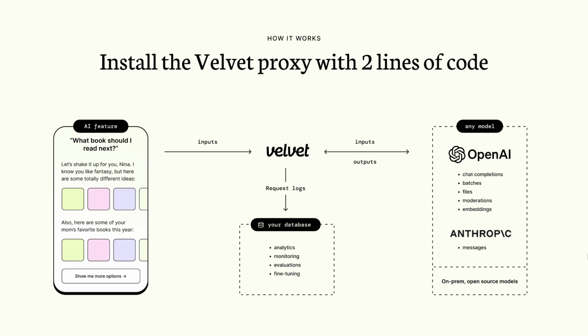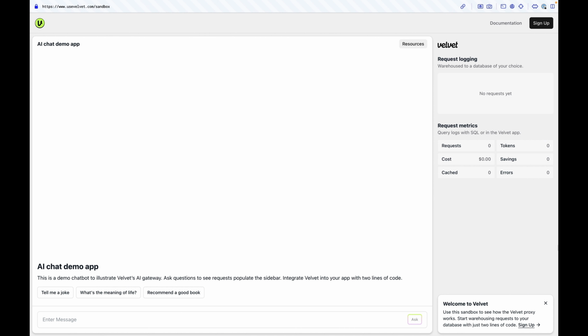Velvet is an AI gateway that sits between your application and any model provider. Use it to log requests, analyze and optimize AI features, and run experiments. First, let's look at a demo chat app.